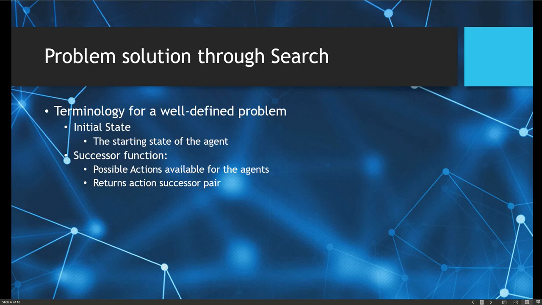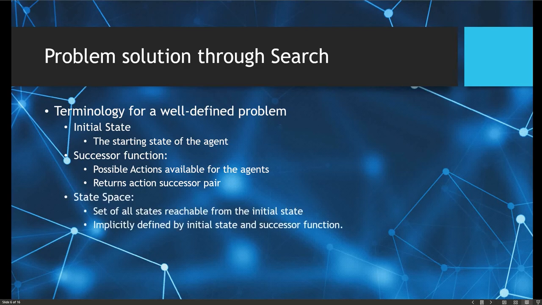So looking back at the terminology, one last thing before moving on to the actual solving via intelligent search, we have the state space, which basically is the set of all states reachable from the initial state. And it's implicitly defined by the initial state and the successor function. So the successor function gives us all the actions that lead to all the possible states from the current state of the agent.